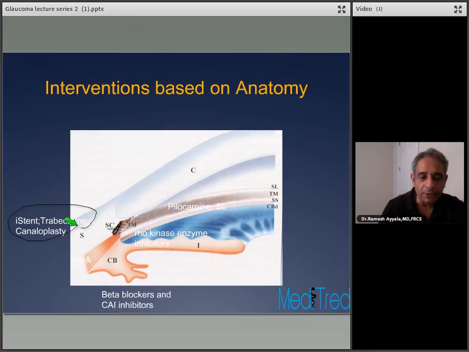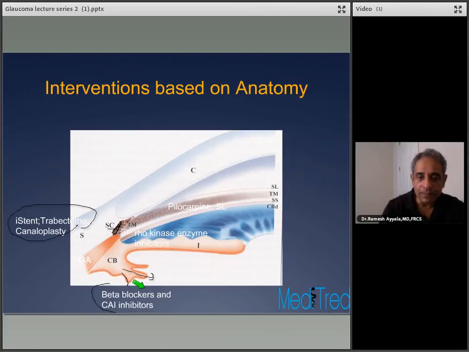The aqueous production site, which is the ciliary processes, active secretion, like I pointed out, is through the beta receptors and carbonic anhydrase enzyme systems, and by blocking those, you can have aqueous production reduction, and that's exactly what the beta blockers and the CAI inhibitors do, and that's how they control the intraocular pressure.